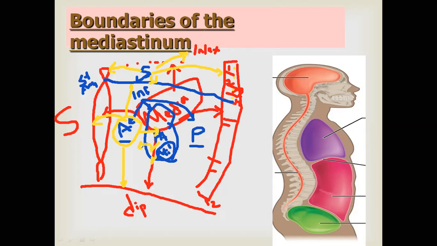Anterior to the middle is? Yes, anterior mediastinum. Posterior to it is? Posterior mediastinum. Yes. Inferior, diaphragm, superior imaginary line, and on each side will be lung. Very, very simple.